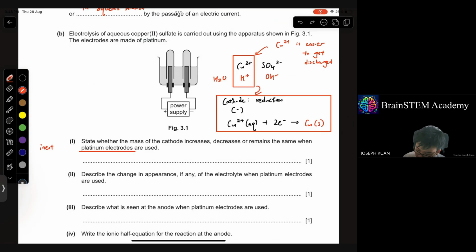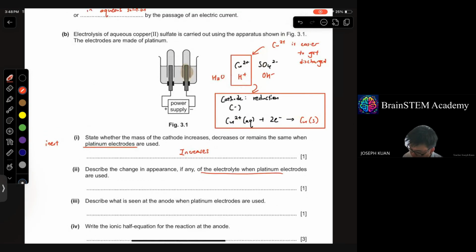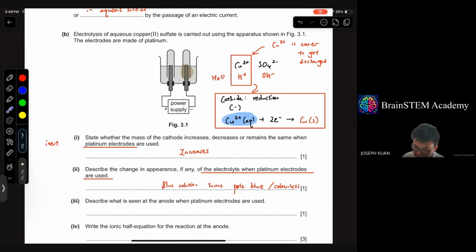So since copper is deposited around the cathode, the negative terminal, that means this mass will get larger. Next, describe the change in appearance, if any, of the electrolyte when platinum electrodes are used. In fact, the blue solution fades. Or you can say it turns colorless. Or you can say it turns pale blue. Reason? Well, the blue chemical is the copper 2. As you can see, over time, the concentration of this chemical is getting lower due to the reduction that happens.